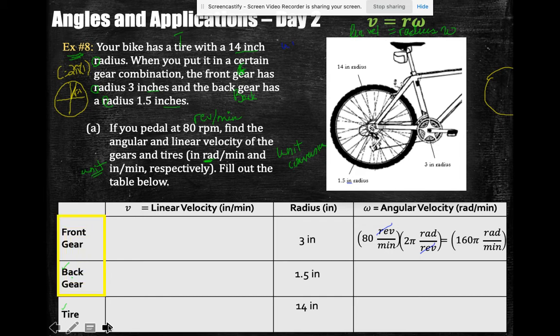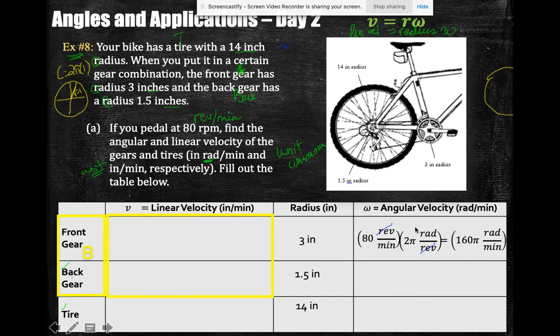Now, notice I put a yellow box around front gear and back gear because look at your notes that you just took. What's true about the front gear and back gear? What's true about their angular velocities? This is the belt problem. Their linear velocities are the same, right? That's what you just took in your notes. As long as you have a belt, B is for belt, the linear velocity is the same.